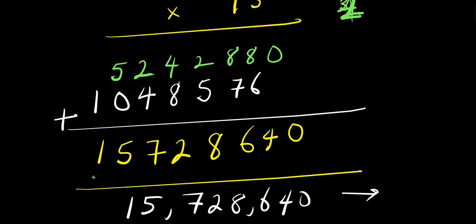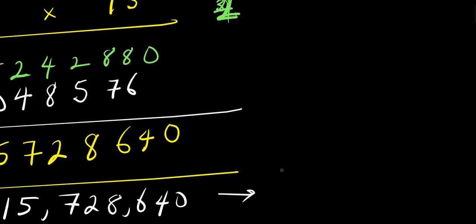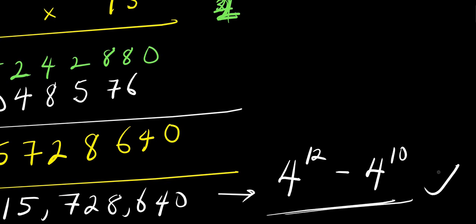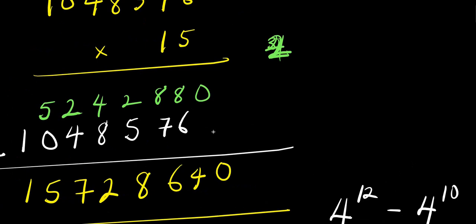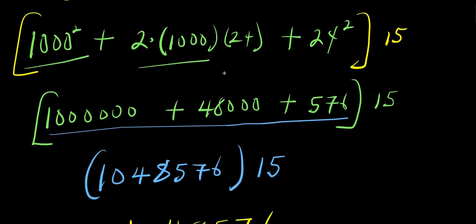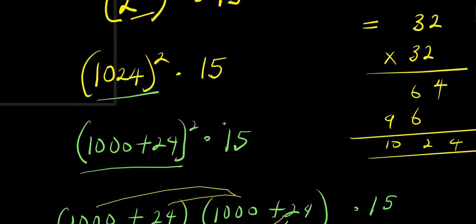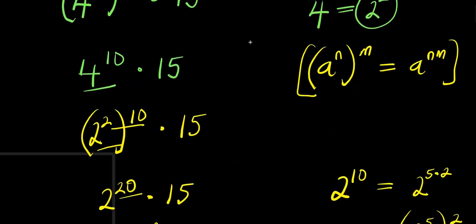for the value of 4 power 12 minus 4 power 10. That is what we have gotten. So that is it. That is how we can evaluate this without the use of a calculator, step by step. And I believe you enjoyed this, but a quick recap.